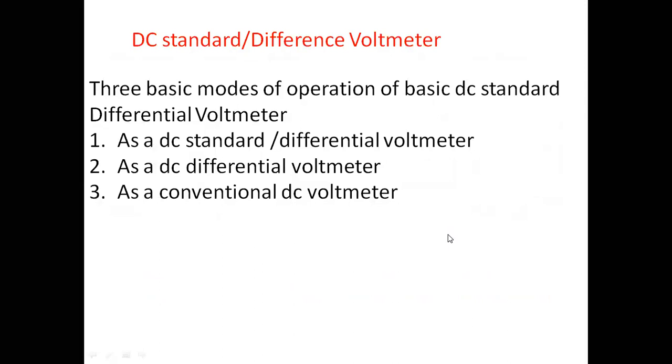In differential voltmeters, the differential voltmeter can be operated in three modes of operation. The first is as a DC standard differential voltmeter, then as a DC differential voltmeter, and then as a conventional DC voltmeter. In the first, we use the standard reference; another is the DC differential voltmeter, and another is the conventional DC voltmeter.